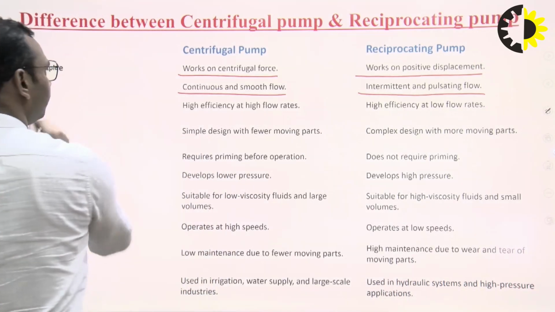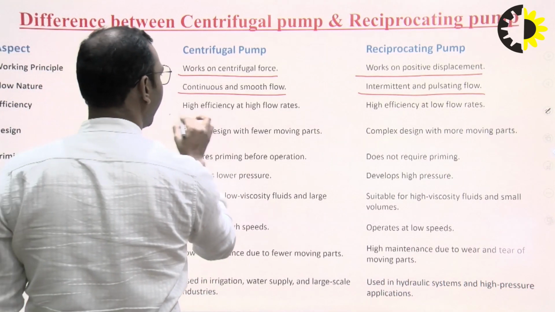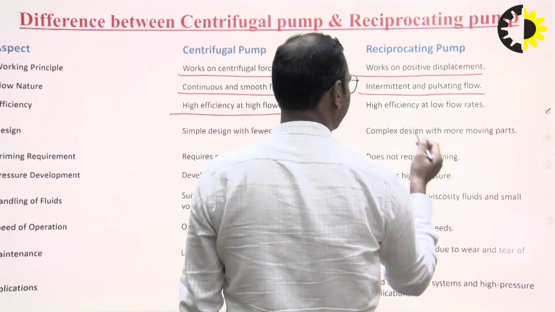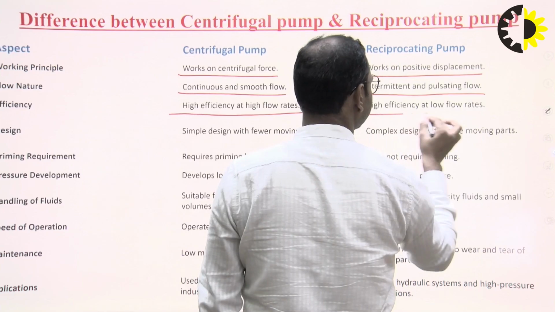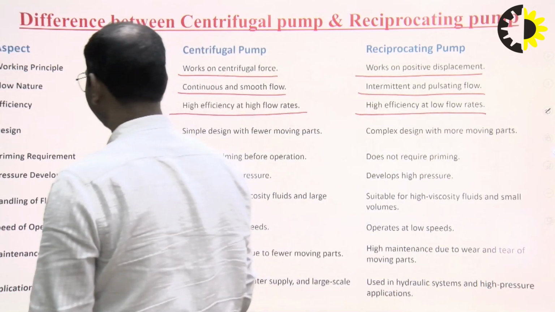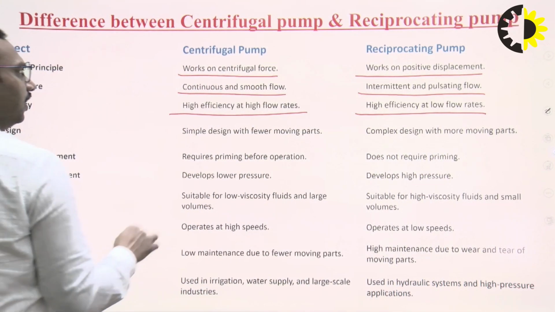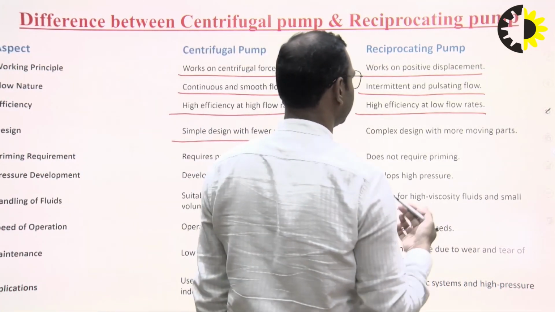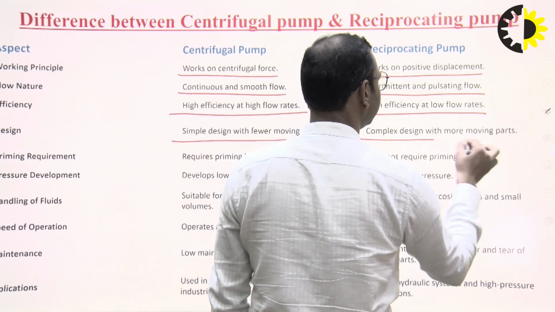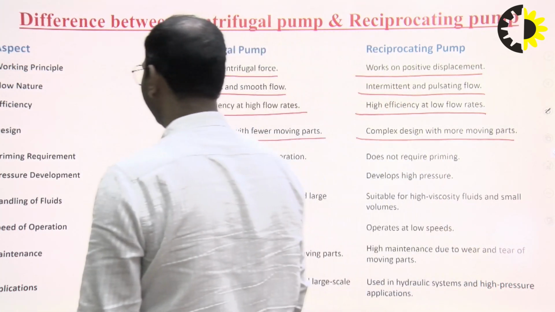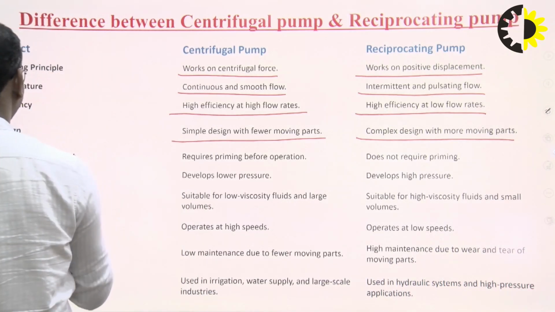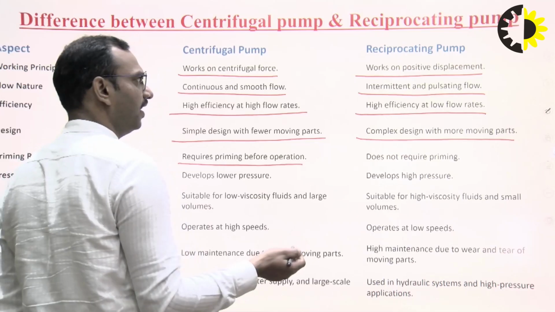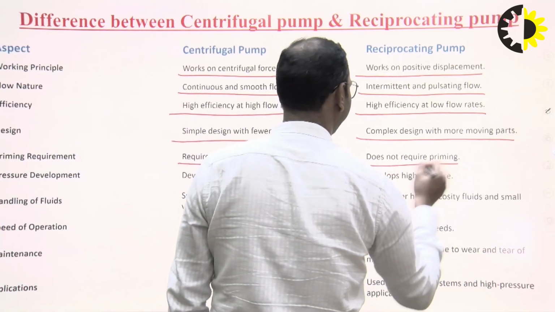According to efficiency, a centrifugal pump has high efficiency at high flow rates, whereas a reciprocating pump has high efficiency at low flow rates. According to design, it is a simple design with fewer moving parts, whereas a reciprocating pump has a complex design with more moving parts. According to priming requirement, a centrifugal pump requires priming before operation, whereas a reciprocating pump does not require priming.